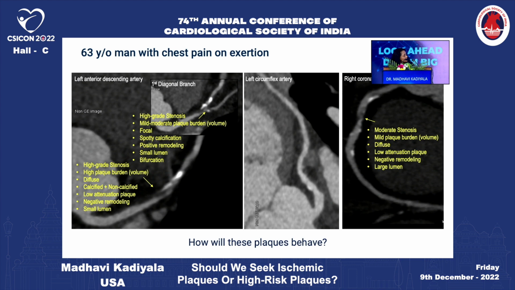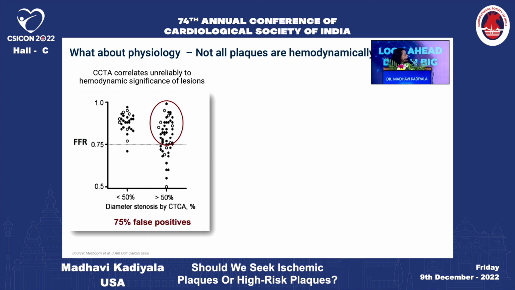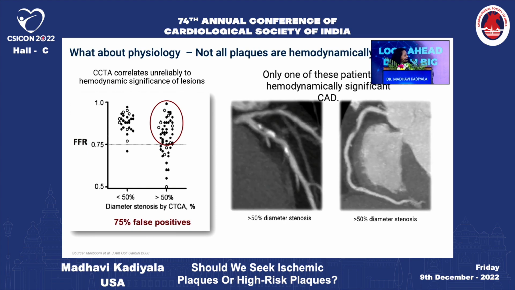In the diagonal branch, you have spotty calcification, positive remodeling, and the plaque burden is moderate. When you look at this other plaque in the right coronary artery, it's moderate stenosis, with a little less plaque burden compared to this. These are all the terms we use to describe the different kinds of plaque, and they have a meaning when you say low attenuation plaque. Negative remodeling is not a high-risk feature. Positive remodeling is.